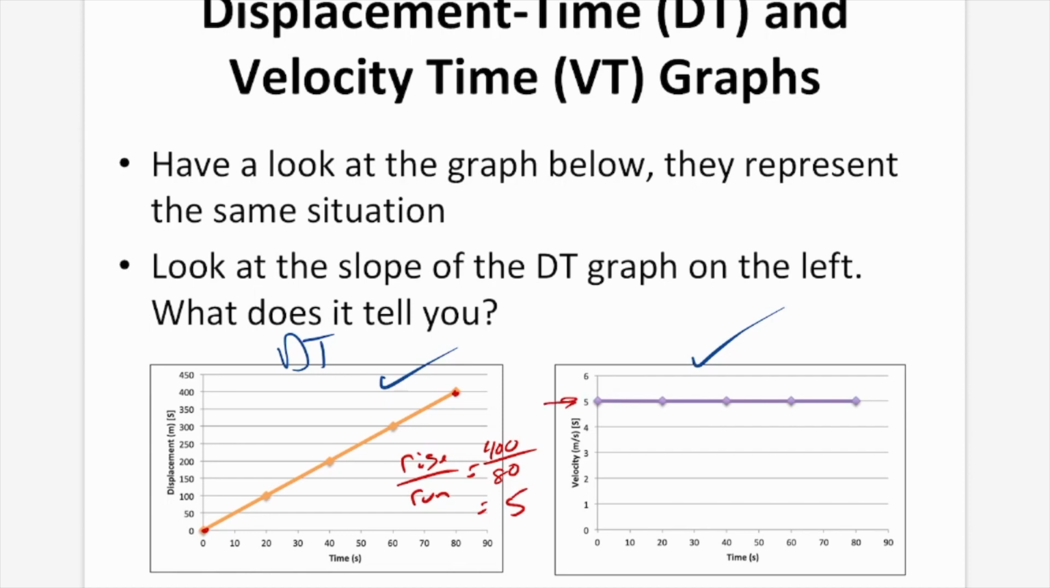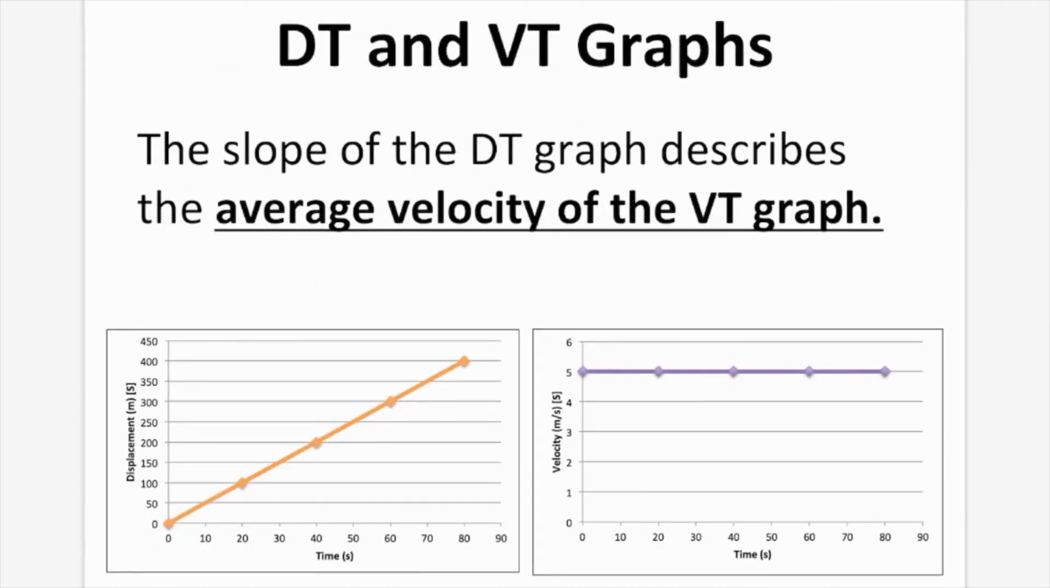And it does make sense. Velocity equals displacement over time. And that's what we're doing here, right? The rise is the displacement, which is our 400, and the run is the time, which is 80. So 400 divided by 80, the rise over the run, is the displacement over the time, which equals the velocity of 5. And this is what we were just talking about. So the slope of the dt graph describes the average velocity of the vt graph.